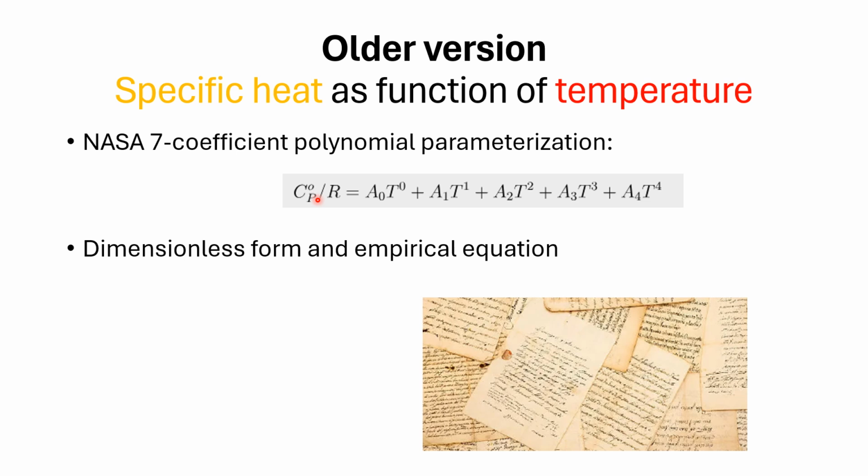As you can see, it is Cp by R. It is a dimensionless form, and so this constant would take units based on the temperatures. Again, this is an empirical equation. It's not based on any theory.